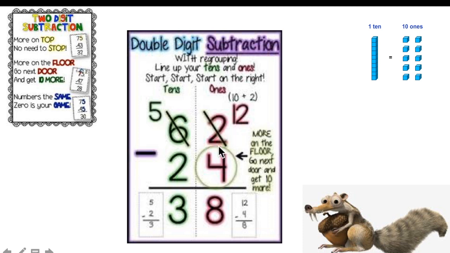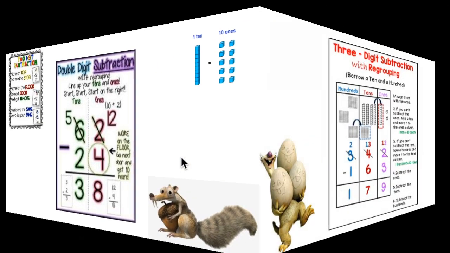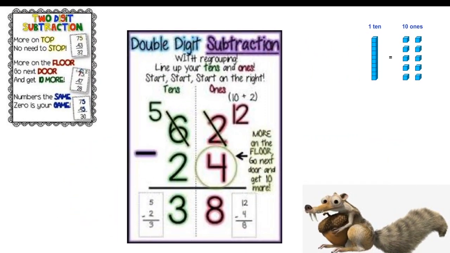So if you have 2 minus 4, you cannot do that. 2 take away 4? No, because the bigger number is down. It is more on the floor. So what will I do? I'll go next door to the tens. Knock, oops, go back. Knock, knock, knock. Hello, tens. Can I borrow 1 ten from you? Sure, take 1 ten. So they will give me 1 ten. I will add it to this number. 10 plus 2 equals 12.